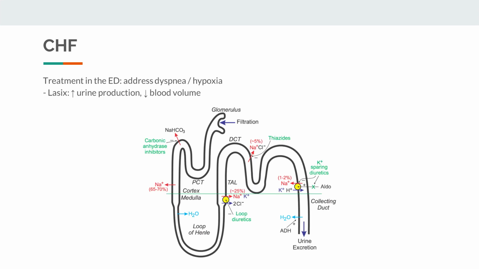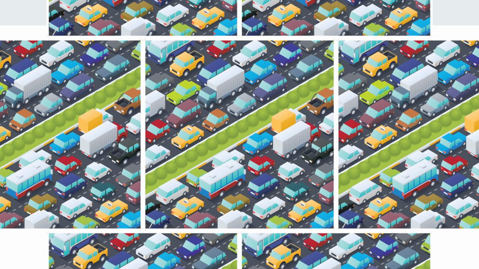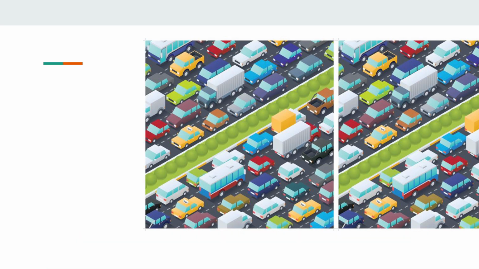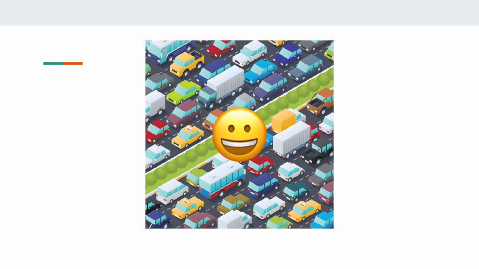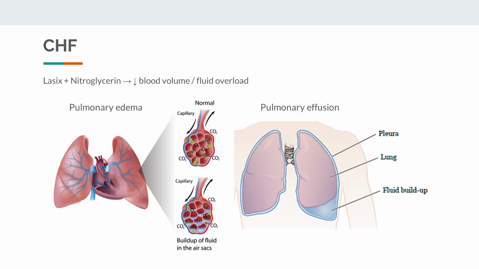Lasix, as we talked about before, is a diuretic. It increases urine production and decreases blood volume. Nitroglycerin is a vasodilator. It allows the blood vessels to become relaxed and dilated so that more blood can flow through. Using the traffic jam analogy again, Lasix is like removing the number of cars that are on the road, and nitroglycerin is like widening a 2-lane road to a 6-lane freeway.